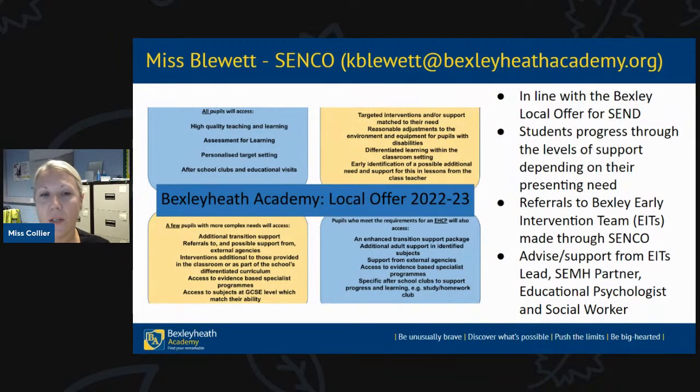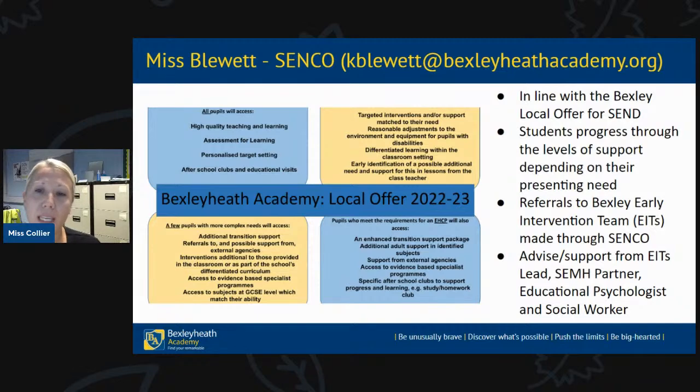So as you can see on the screen, we have 4 levels of support for our students. The top box on the left-hand side is basically what all students will have. So we promise that all of our students will have high quality teaching and learning. They will all have access to assessment for learning. They will have personalised targets set. And as Mr. Sparks has already said, access to after-school clubs and educational visits.